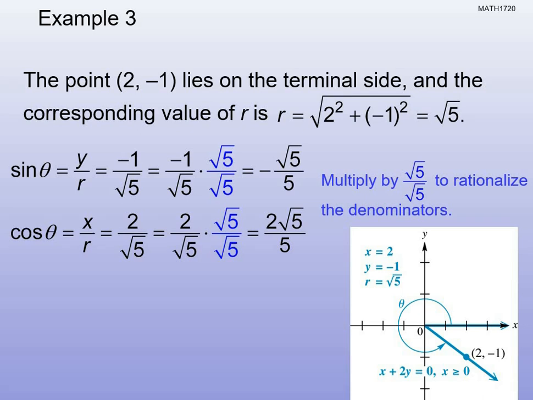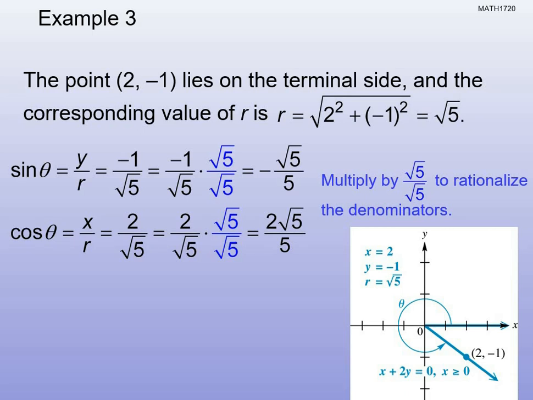When I do that, on top, negative 1 times the square root of 5 is negative square root of 5. On the bottom, square root of 5 times square root of 5 is the square root of 25, and the square root of 25 is 5. So that's why we get negative square root of 5 over 5.